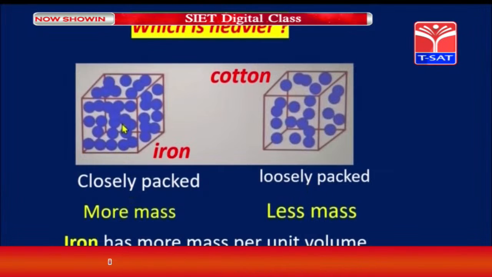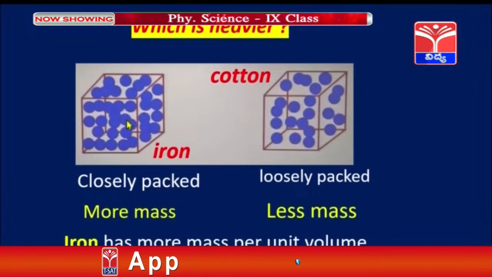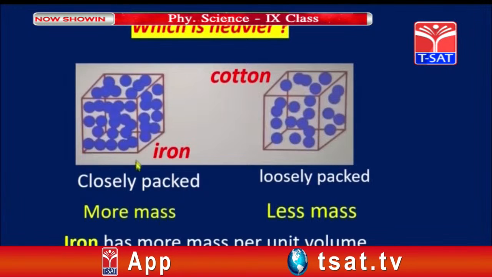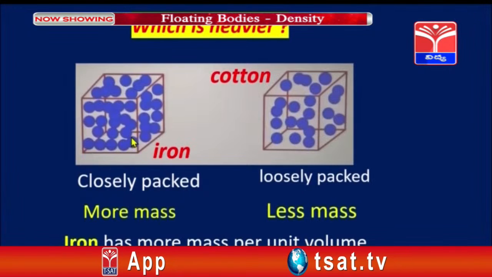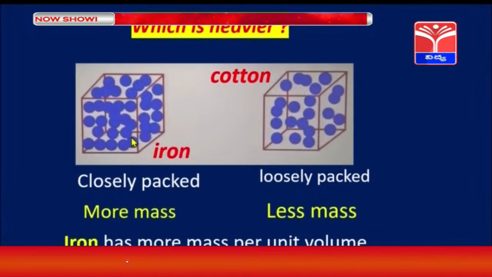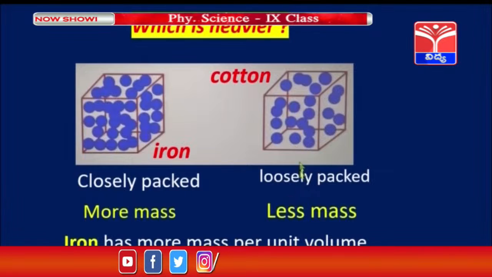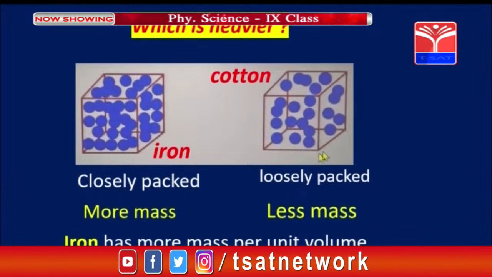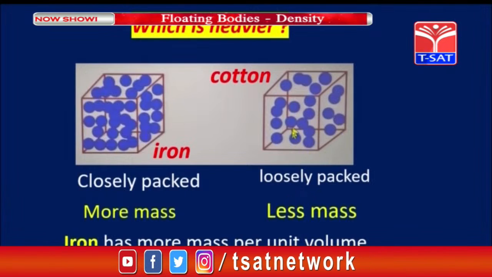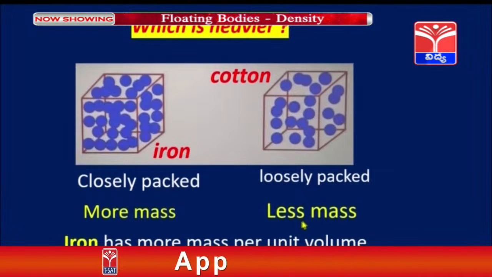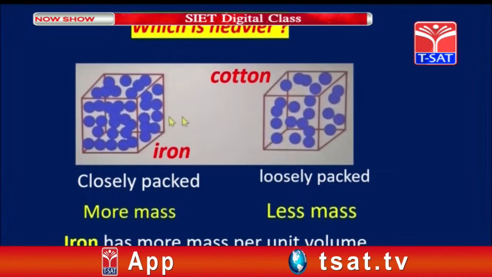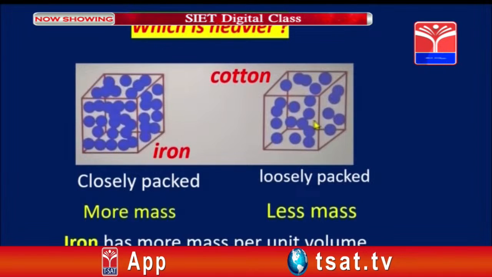So the number of molecules is more, so there will be more mass for iron. That is obvious, right? More molecules means more mass. Mass means what? Matter contained in the body. Here the molecules are loosely packed, and because of that the cotton is going to have less mass for the same volume. That is very important.